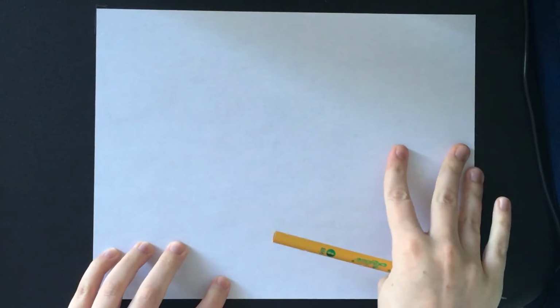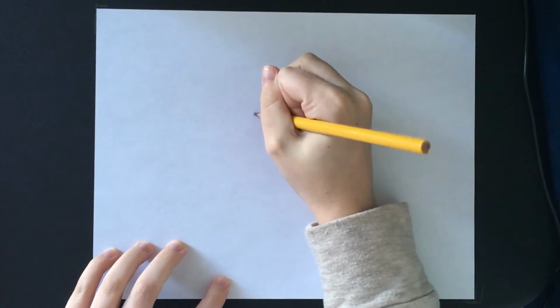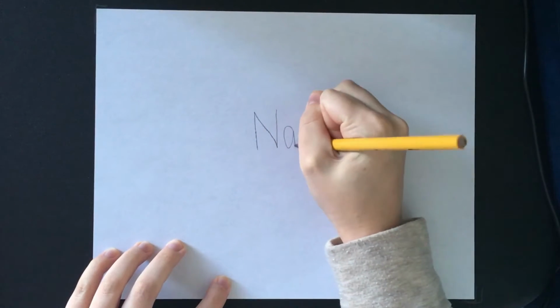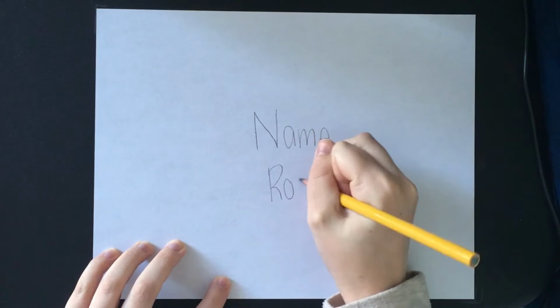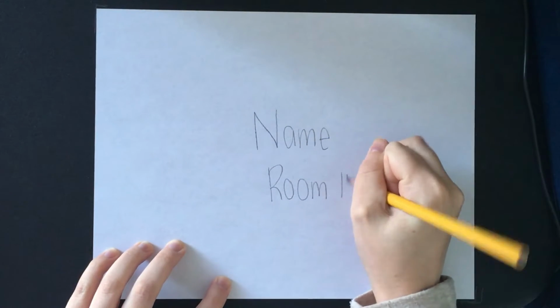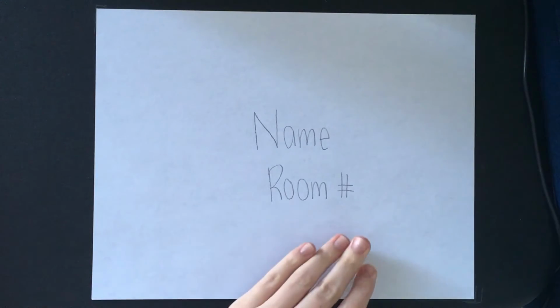Today we're going to be drawing snowflakes. So I'm holding my paper horizontally, and the first thing I'm going to do is write my name and my room number on the back of my paper in pencil. After I do that, I'm going to flip over my paper so that you can't see my name anymore. Okay, now I'm ready to draw those snowflakes.